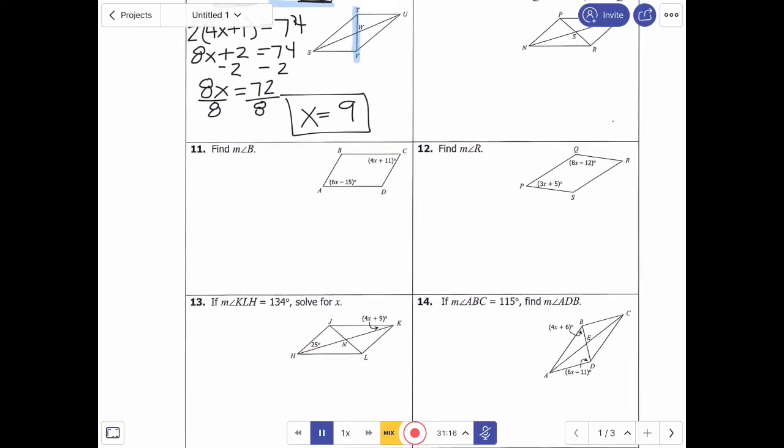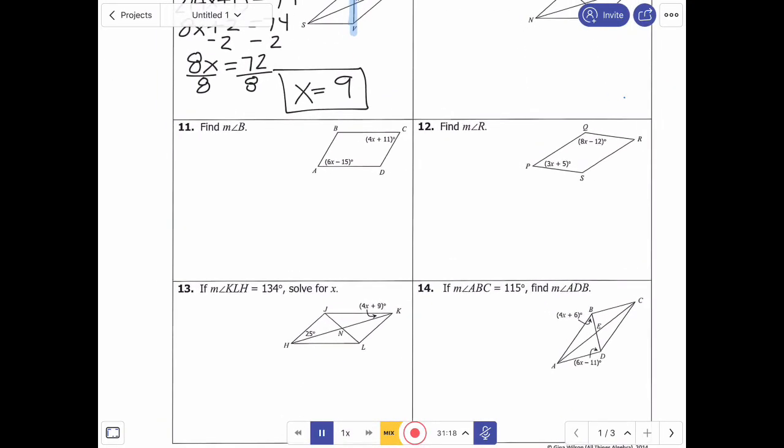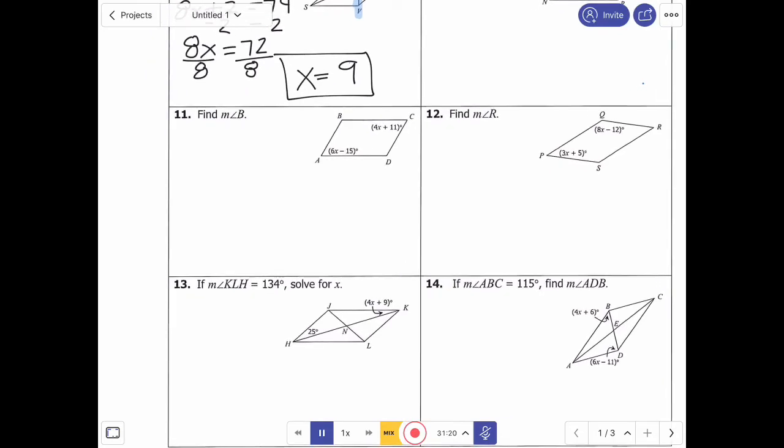For 11, find the measure of angle B. So angle B is this guy. We're not even told anything about angle B. Kind of rude. But we are told something about angles A and C. Angles A and C are what we call opposite angles of a parallelogram, so I know those two are equal to each other. So let's start off with that.